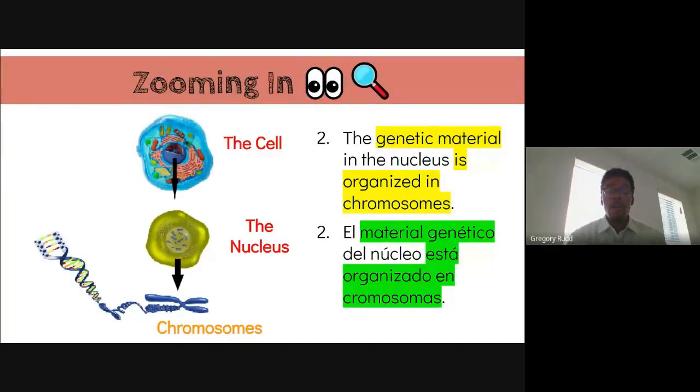But we can zoom in even further. And within the nucleus, there are chromosomes. The genetic material in the nucleus is organized in chromosomes. That's step 2.